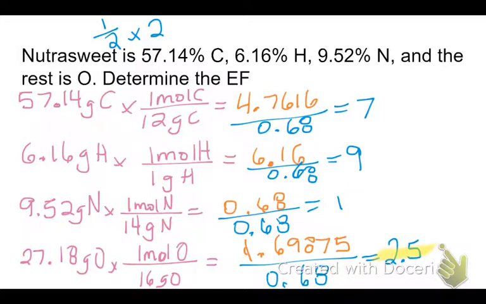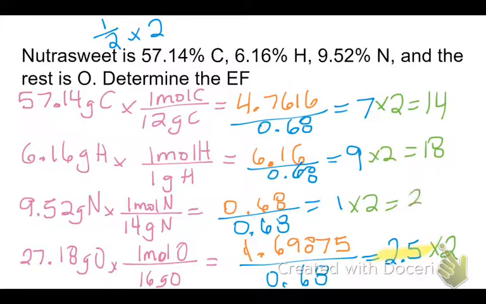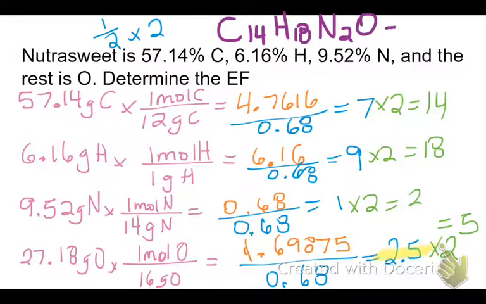And so in this case, we're going to multiply the bottom one by 2. So I'll do that in green, and then multiply this by 2. And what we do to one of those numbers, because it's a ratio, we have to adjust all of the numbers. So we have to multiply all of them by 2. So now we have 14, 18, 2, and 5. So our simple integral ratio in this case: carbon is 14 of them, hydrogen is 18 of them, nitrogen has 2 of them, and oxygen is 5 of them. And so that is our empirical formula, which in this case, NutraSweet happens to be our molecular formula as well.